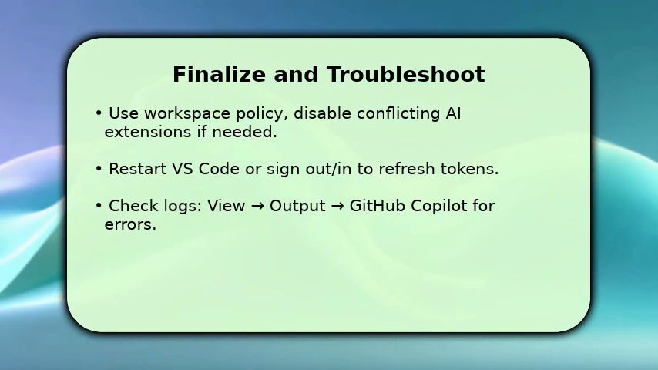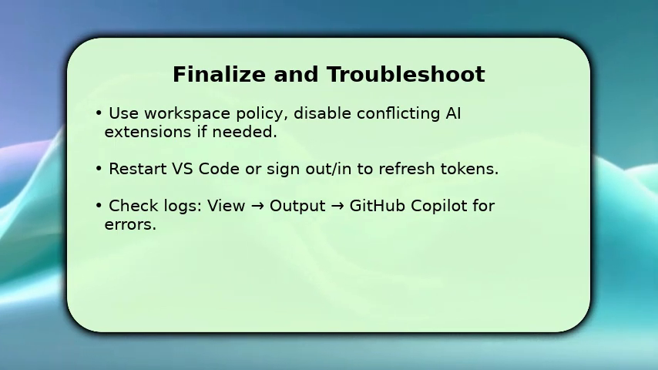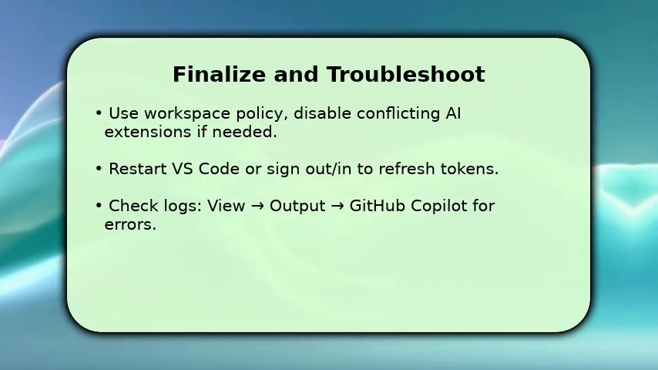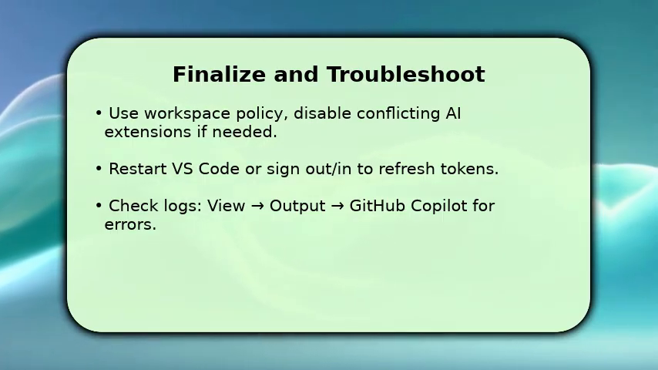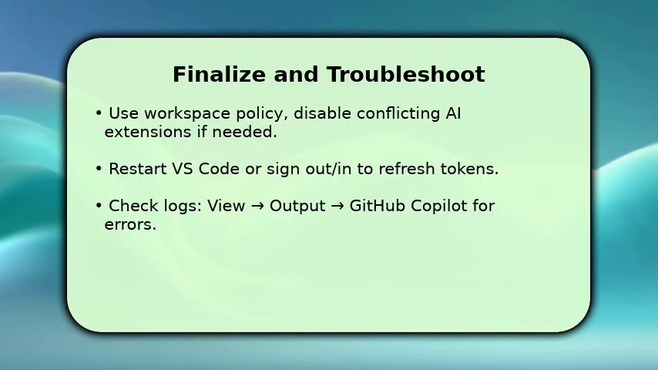To complete setup, integrate Copilot into your normal workflow and lock down workspace and settings. Make sure other AI extensions are disabled to avoid conflicts, and enable file exclusions if you don't want suggestions from certain files. If suggestions stop, restart VS Code or sign out and sign back into GitHub to refresh tokens.